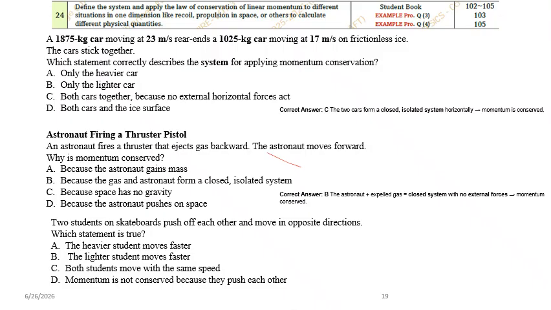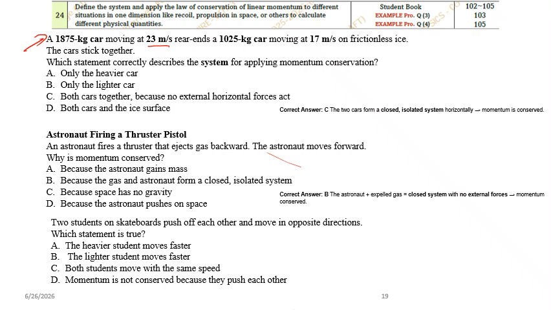See, define a system. Now, it's a question connected with the previous one. A 1875 kg car moving at a speed of 23 meter per second rear-ends a 1025 kg car moving at 17 meter per second on frictionless ice. The cars stick together. Which statement correctly describes the system for applying momentum conservation?